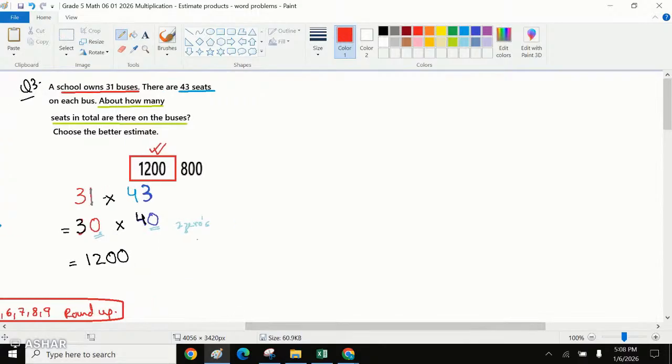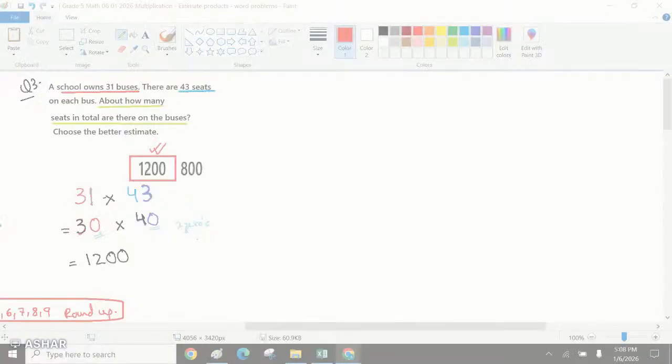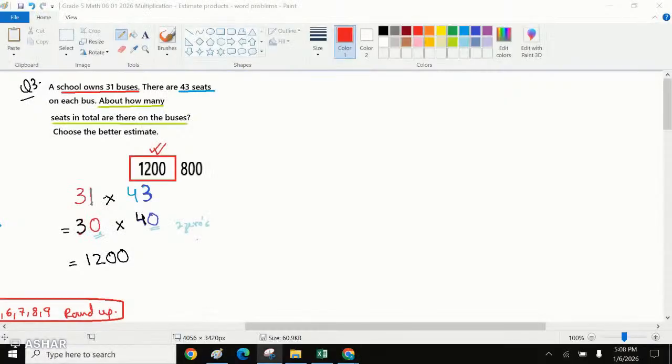Estimation will always give the closest number, okay? If we need to find the accurate, then we have to multiply 31 by 43. But the question is asking us to choose the better estimate, right? Sometimes they can give us the estimate, sometimes they will not give us the estimate, and they will ask us to find the estimated value, okay?